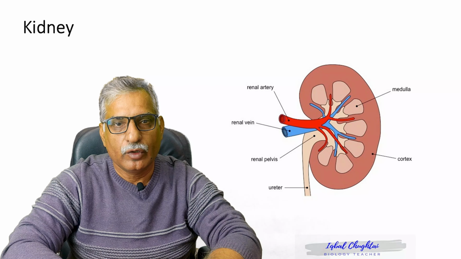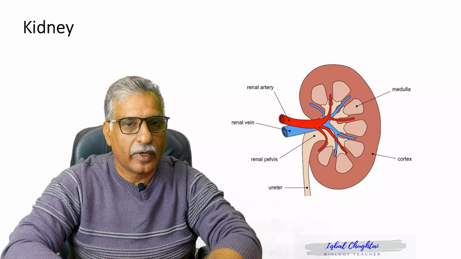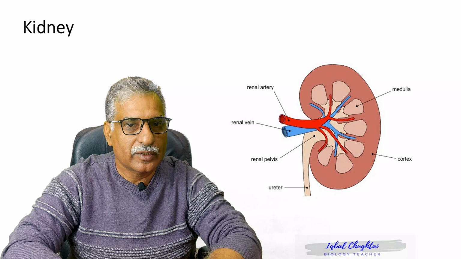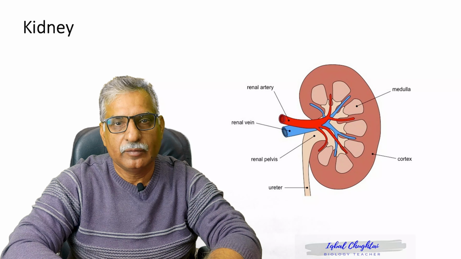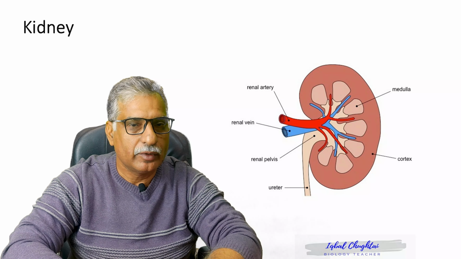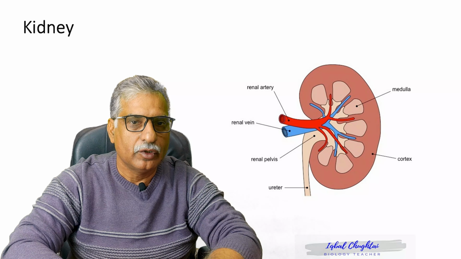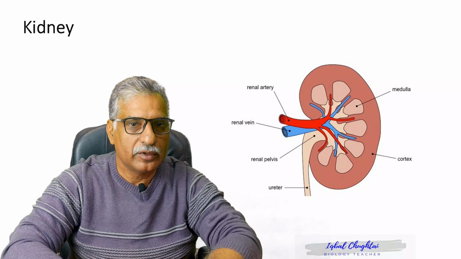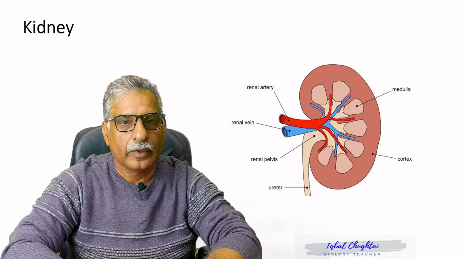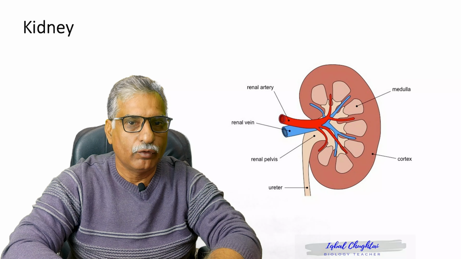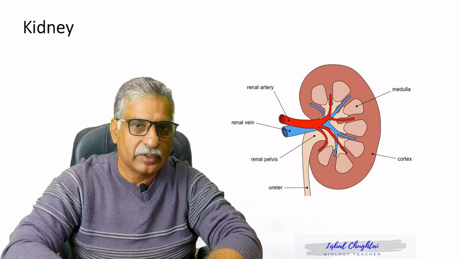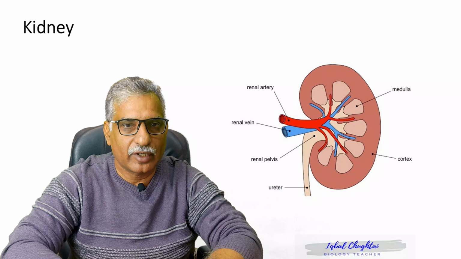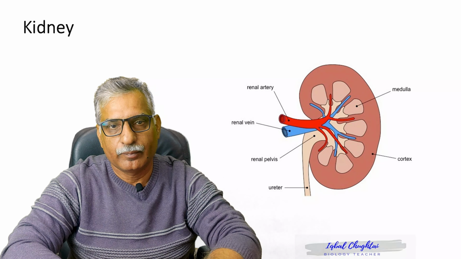So how are we going to recognize which one is the renal artery and which one is the renal vein? When we are provided with a diagram, the blood vessel with thick walls and a small lumen would be an artery, and the blood vessel with thin walls and a large lumen would be a vein. So the renal artery would have thicker walls and a small lumen, and the renal vein would have thinner walls and a large lumen.